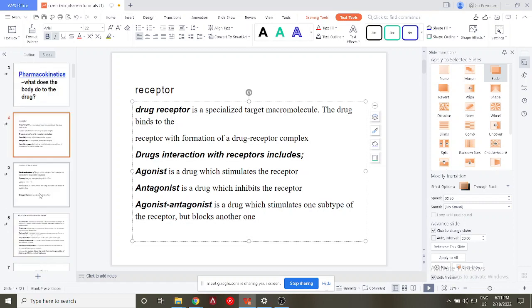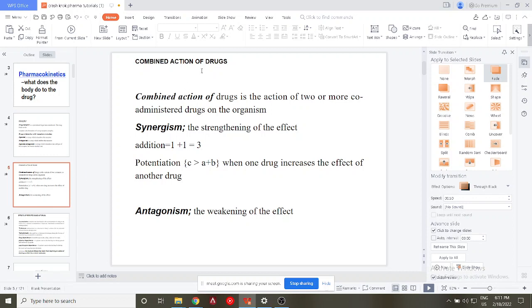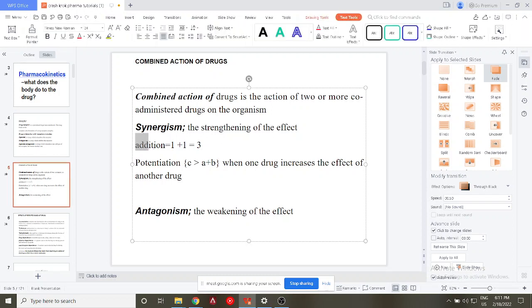Okay, so the next terms are combined action of drugs. This is when you take one or more drugs. So what is going to be the effect? Synergism is when one drug strengthens the effect of another drug. We can see this as 1 plus 1 equals 3. So when drug A and drug B give a greater effect than when you take them separately.